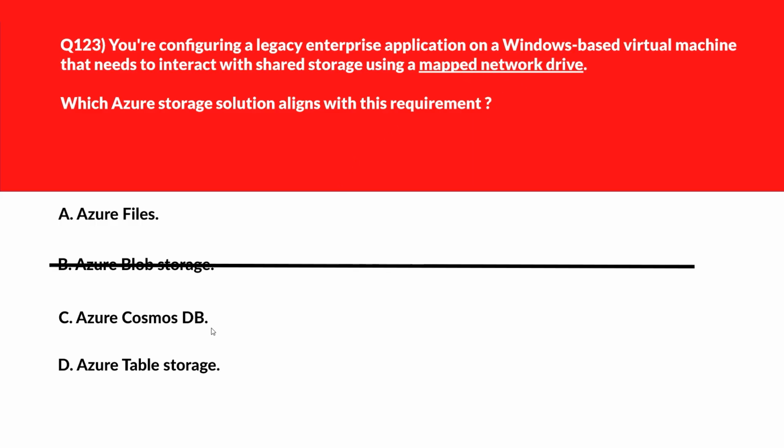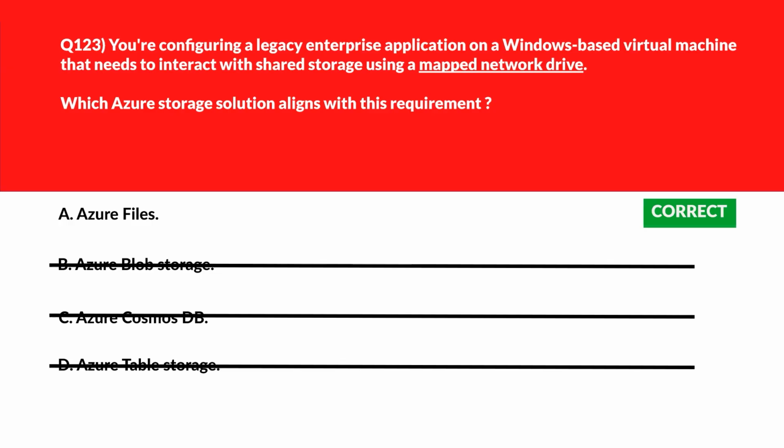C says Azure Cosmos DB. Cosmos DB is built for distributed document store and is not compatible with file system access. Incorrect. We'll move to D. D says Azure Table Storage. Azure Table Storage is meant for NoSQL structured data and lacks file system integration. We'll delete this and we'll lock option A, Azure Files, as the right answer.